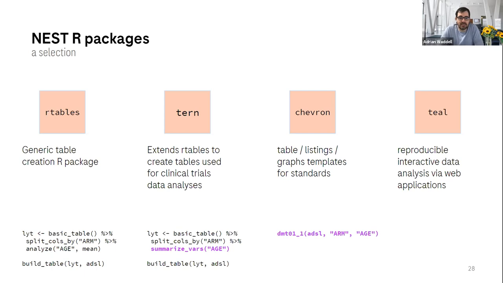And at the bottom you see, and I'm going to show that later live, the code that we go through from rtables to tern to Chevron. What changes is that rtables is very general. Essentially you can split by variables, you can analyze, you can summarize row groups and so on. And then tern adds different layouting instructions that do statistical methods and are geared towards clinical trial analysis. And then with Chevron, we link them deeply to the standards, and there we get data format dependent, meaning now we assume ADSL follows CDISC standards, and there are only very few arguments in the Chevron template functions to create the table.